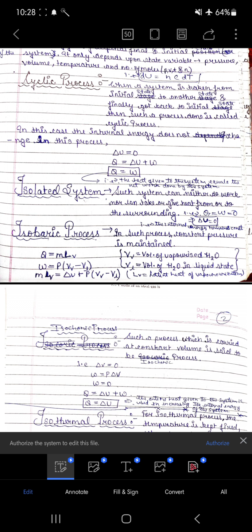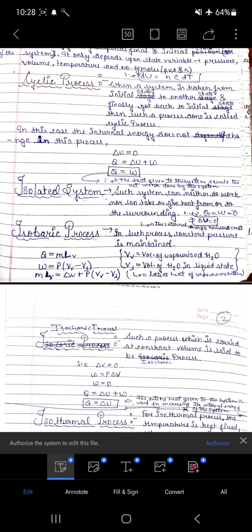Here I have shown a small mathematical description, and you are very well aware of it, as we have already seen it in thermal properties of matter. Here we are considering a liquid of mass m that is converted into vapor, and all the conditions are at constant pressure and constant temperature.